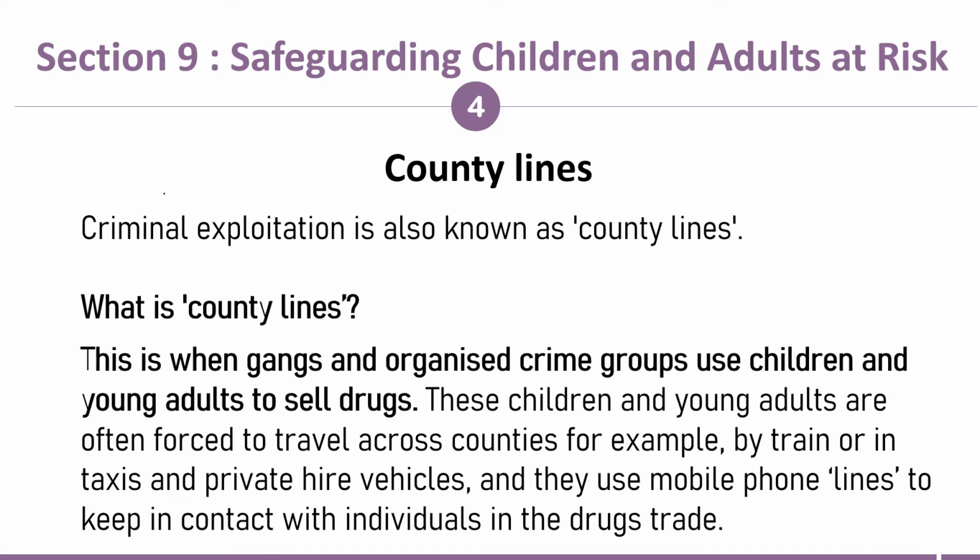What is county lines? This is when gangs and organized crime groups use children and young adults to sell drugs. These children and young adults are often forced to travel across counties, for example, by train or in taxis and private hire vehicles, and they use mobile phone lines to keep in contact with individuals in the drugs trade.